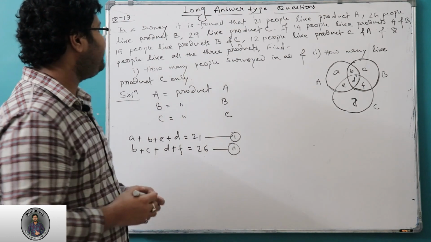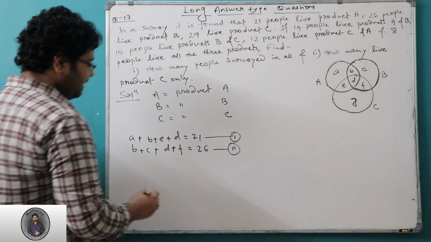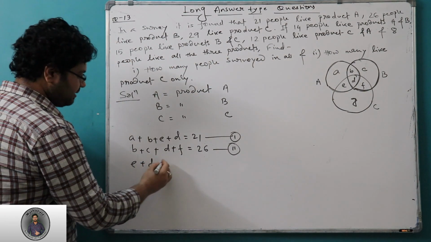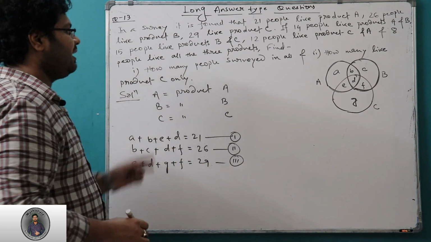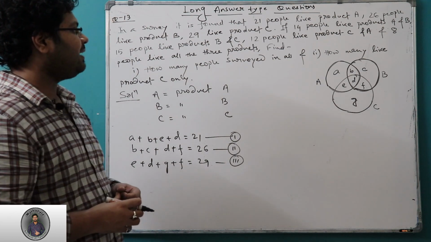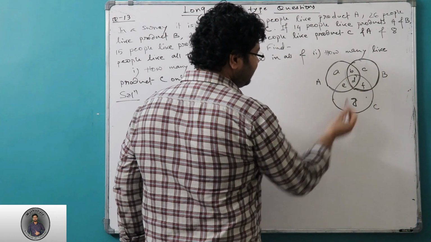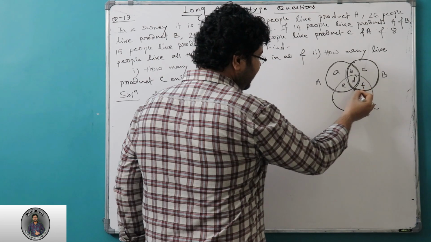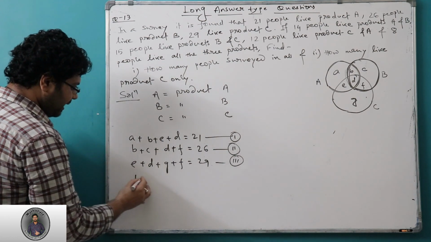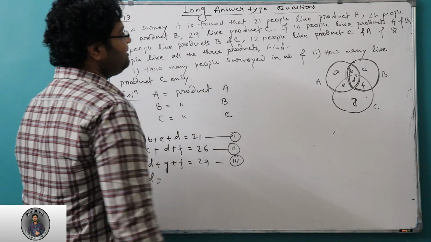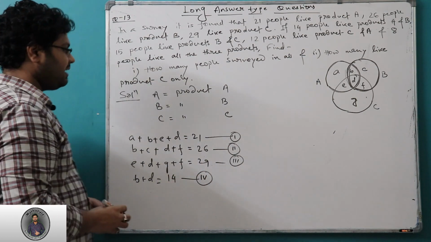Now it is also given that 29 people like product C, so there are 4 partitions again, that is E, D, G, F. E plus D plus G plus F, that is 29. I am naming it as 3. And also it is given that 14 people like products A and B. So this is product A and this is product B, and the overlapped area is this, and this overlapped area has 2 partitions, B and D. So B plus D equals 14, there are 14 such people. I am naming it as number 4.